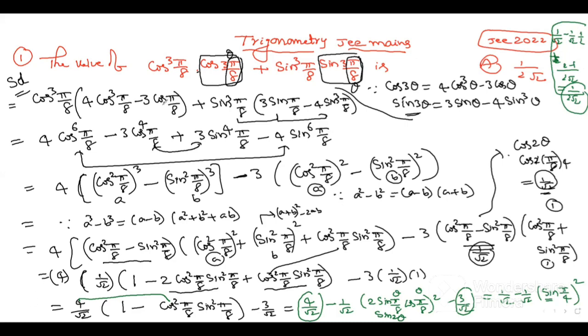Here in this problem, the a square minus b square formula is used, a cube minus b cube formula is used. Here the a square plus b square formula is used: a square plus b square is equal to a plus b whole square minus 2ab.